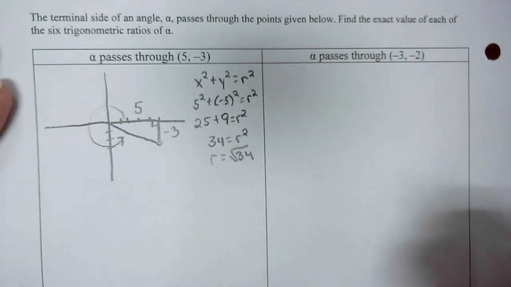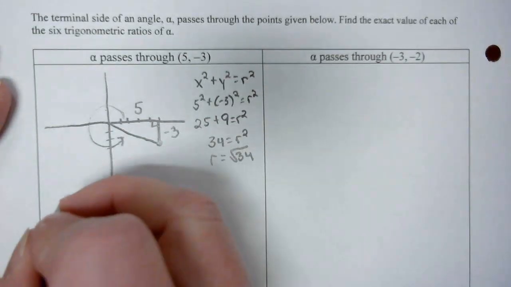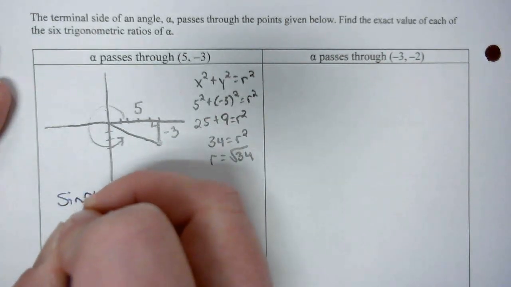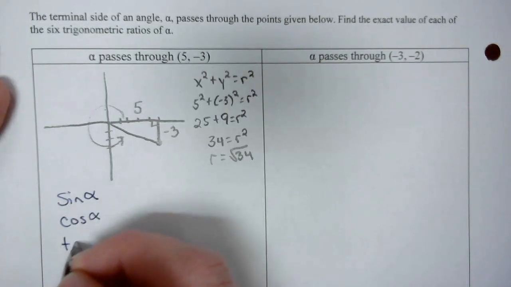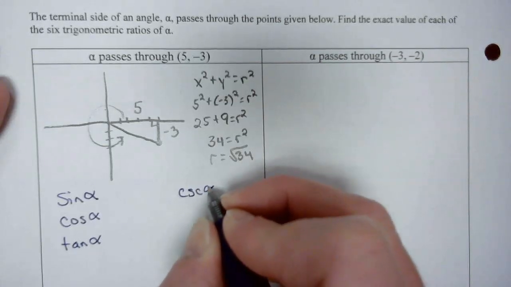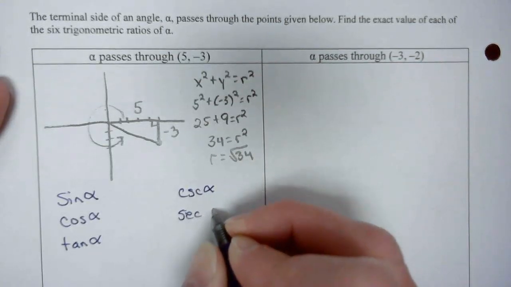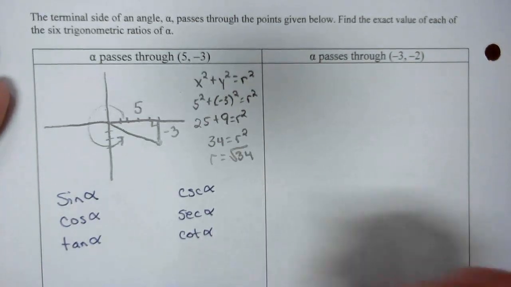And now it wants us to find all of our trig functions. So all of our trig functions, we'll start with sine alpha, cosine alpha, tangent alpha. Cosecant is the reciprocal of sine. Secant is the reciprocal of cosine. Cotangent is the reciprocal of tangent.